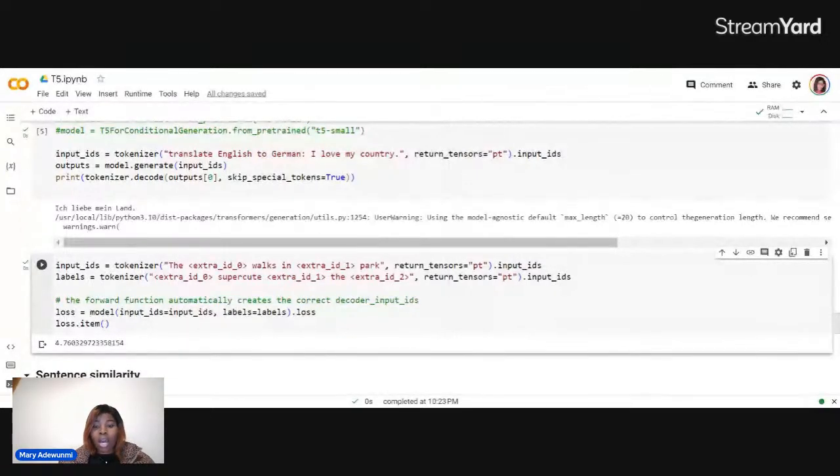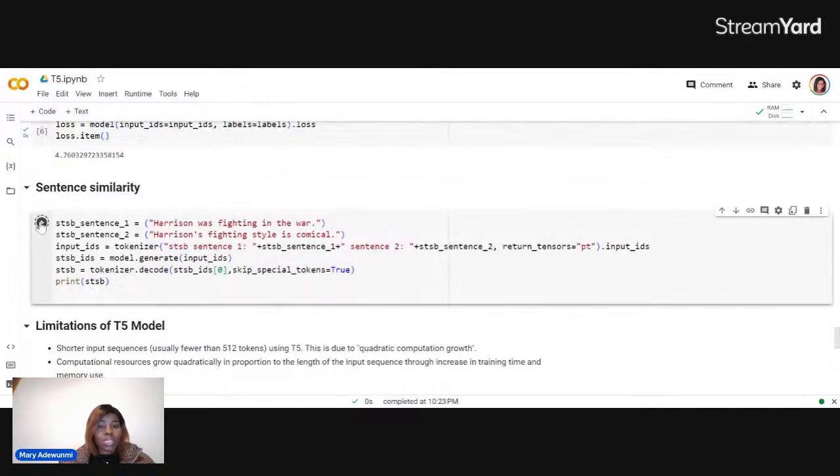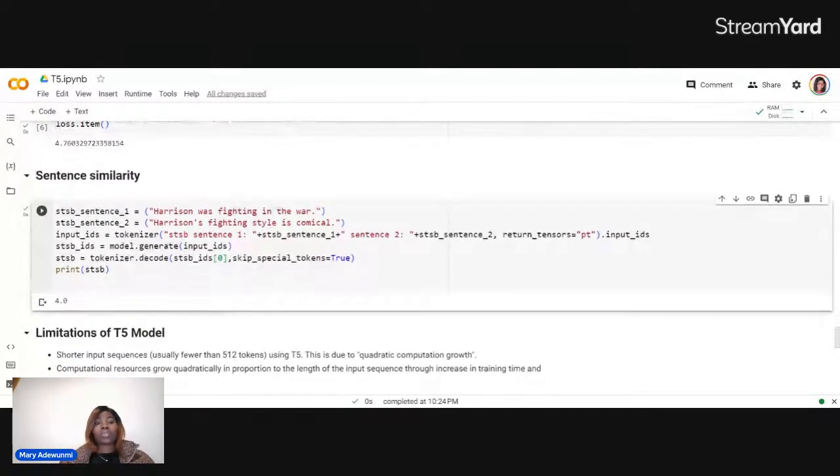But this one is for another task. I think it's for sentence similarity. Sorry. So you could see that it does all manners of things, it does sentence similarity. It's showing 4.0, which is a good score, really. Looking at it, Harrison was fighting in the war. Harrison's fighting style is comical, showing the sentence similarity. All these applications, these are things that T5 does.